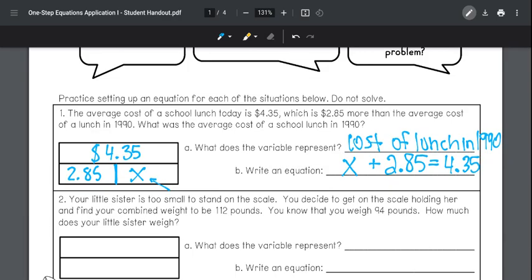Okay, so that's it for problem number 1. We're reading these problems, figuring out the pieces and parts, and deciding what our equation is going to be and what that unknown value represents.